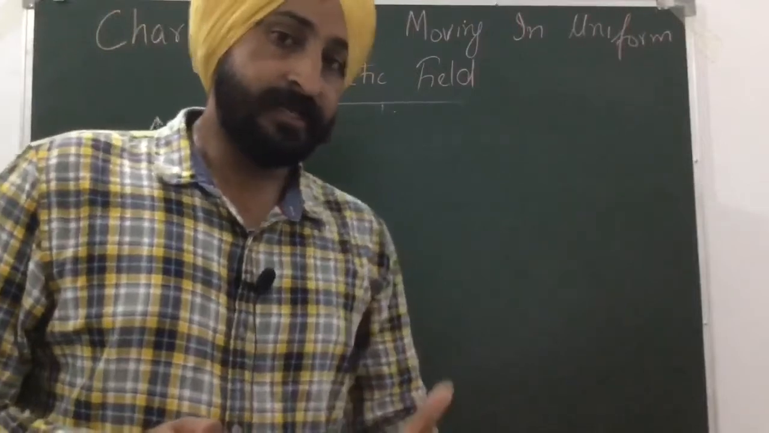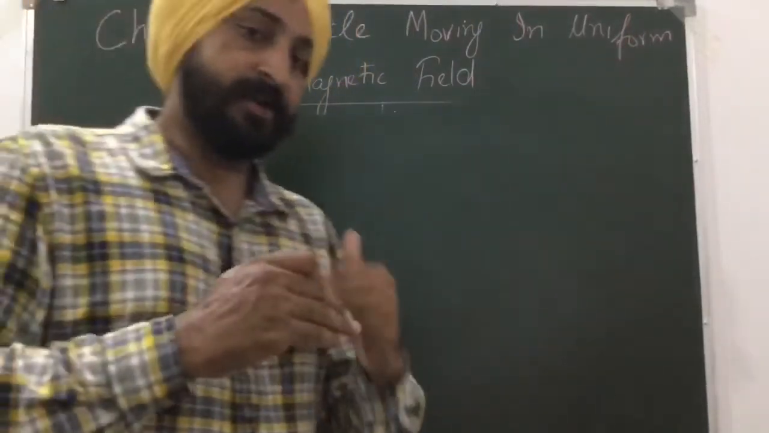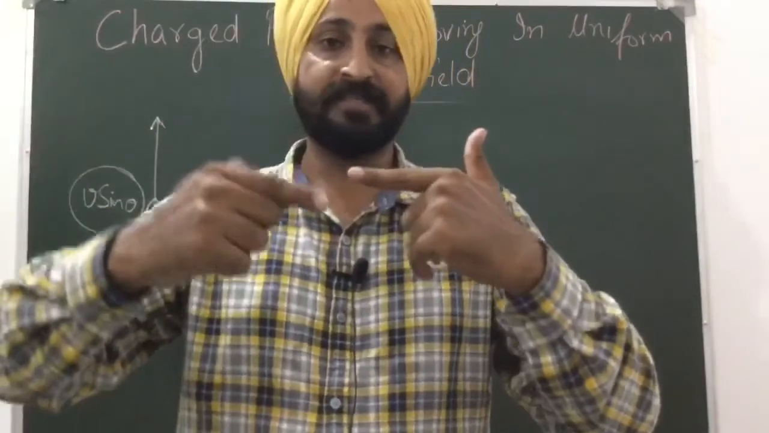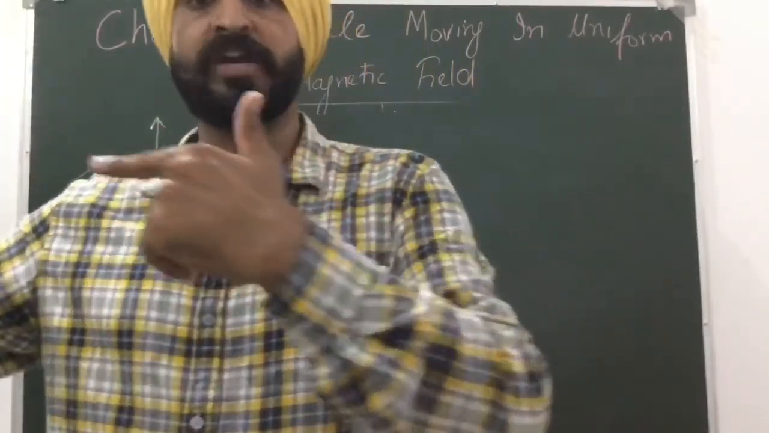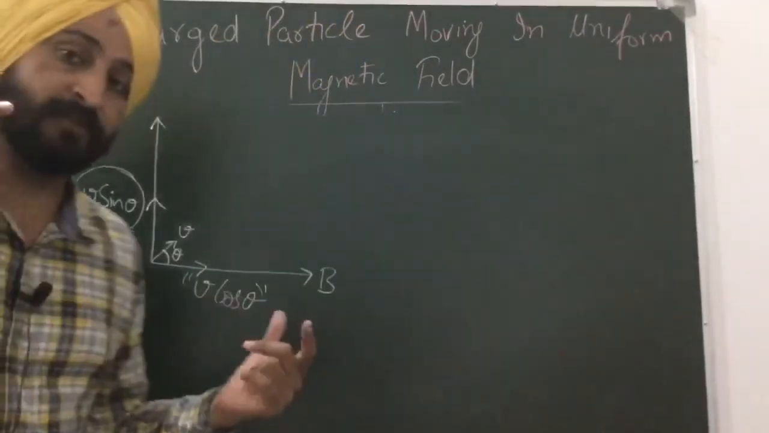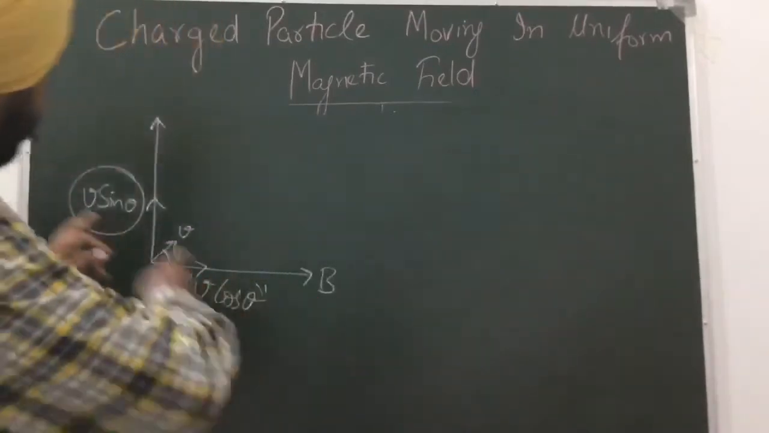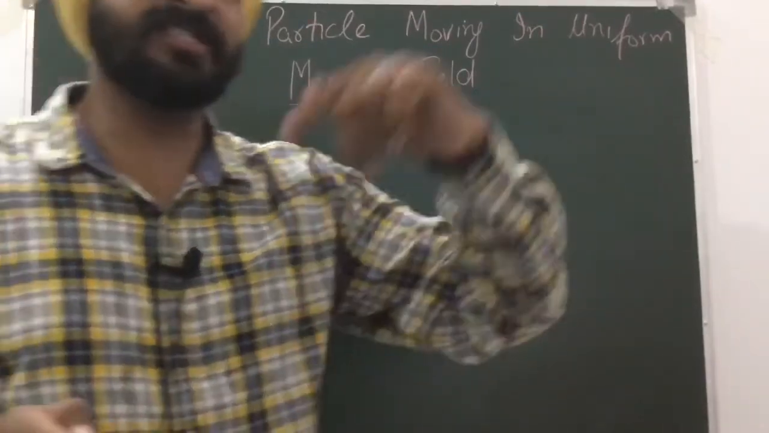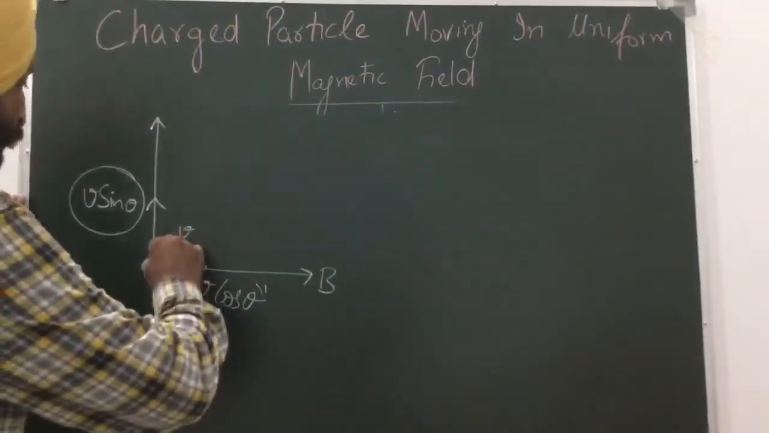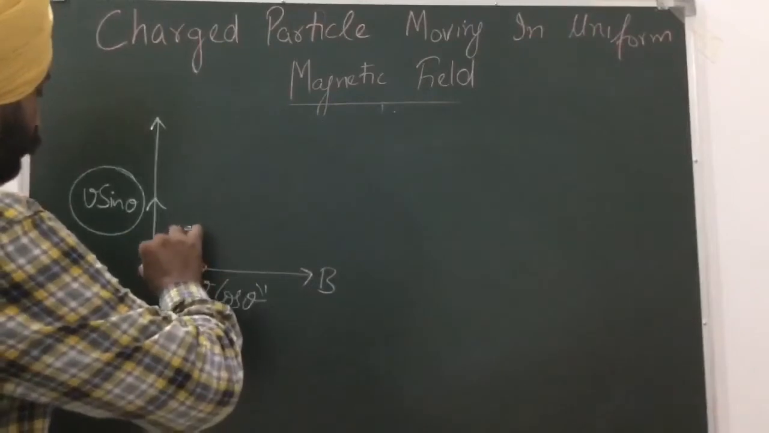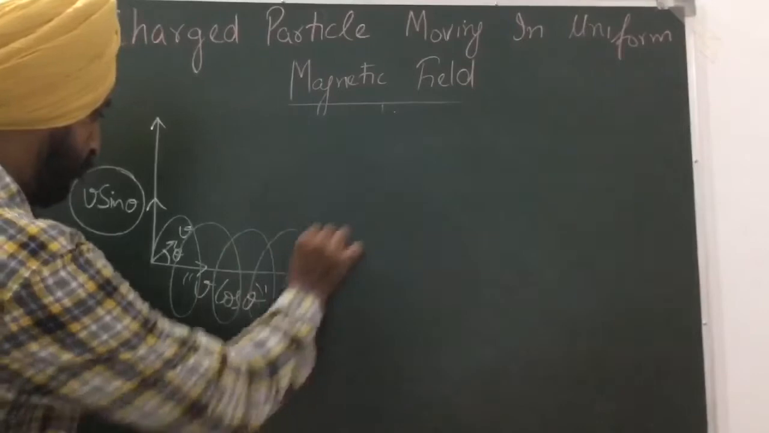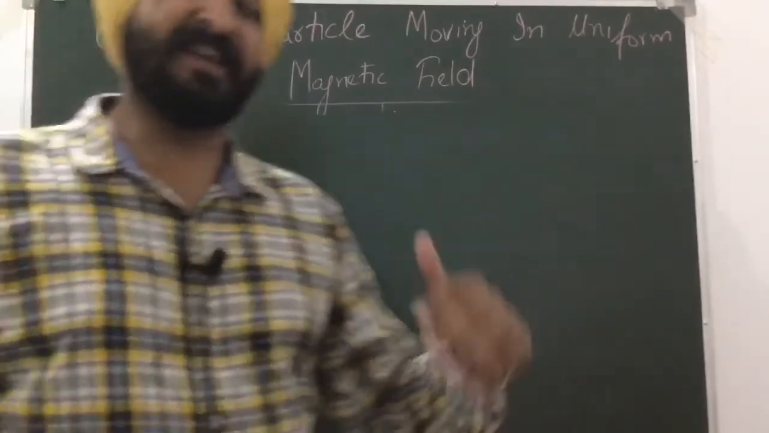So, as a result, the particle will undergo two kinds of motion. One is it will be moving in the circular path. Second is it will be covering some longitudinal distance. So this part of velocity will be responsible for longitudinal distance and this part of velocity will be responsible for circular motion. That means our particle will undergo a motion which will be helical in nature.